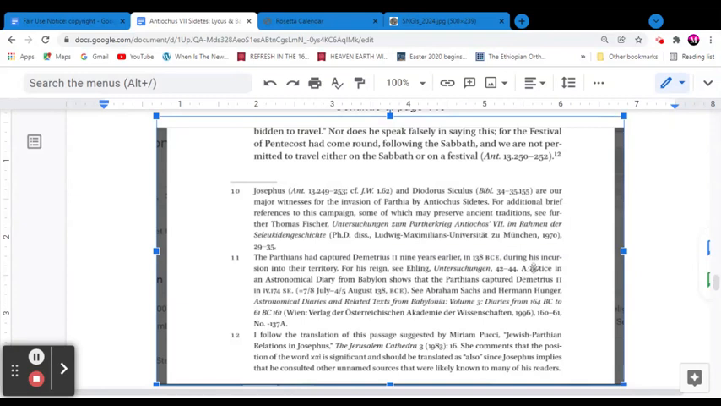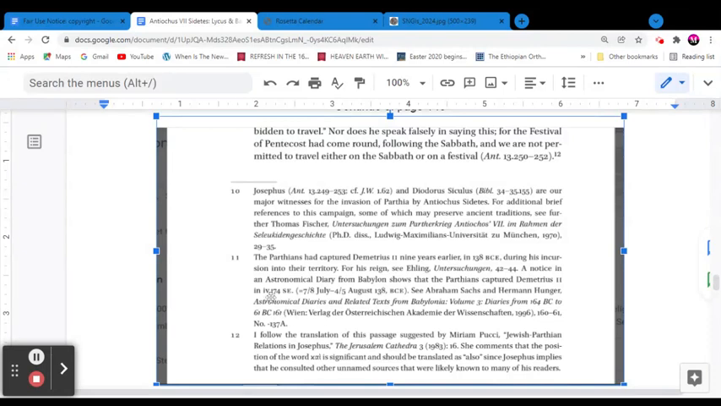It says in number 11, an astronomical diary from Babylon shows that the Parthians captured Demetrius II. Notice here they got it in the Seleucid era year, Roman numeral 4, 174. When they converted to the Gregorian date, they get July the 7th or 8th to August the 4th or 5th in the year 138 BCE. So that was during the time near when Antiochus Sidetes came to rule. Could we see why? Demetrius was captured, his brother.